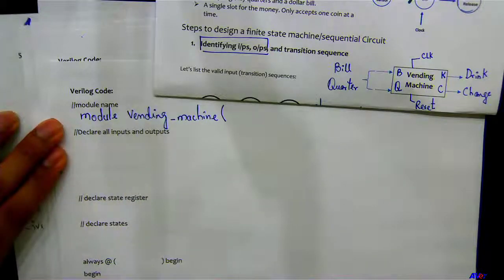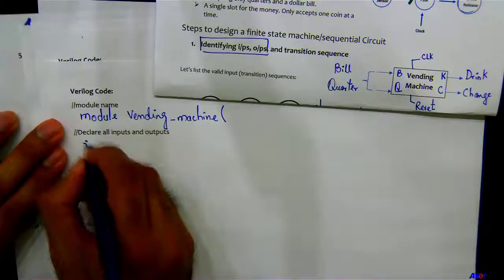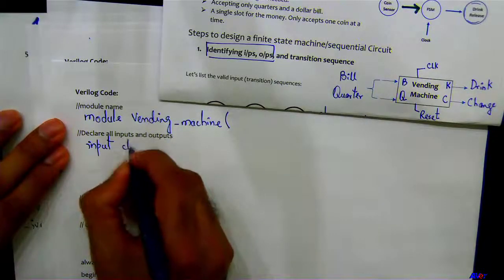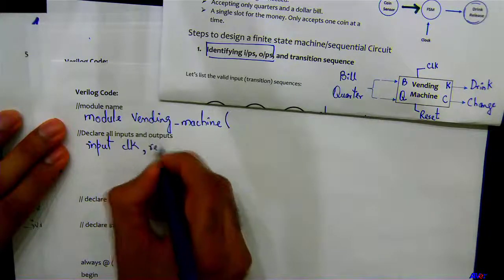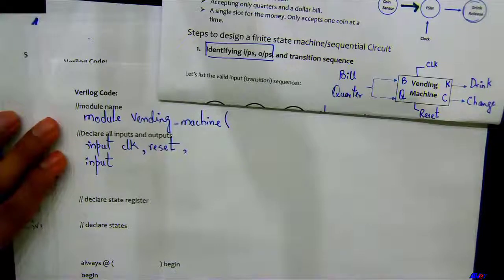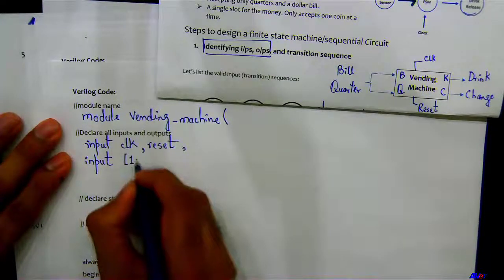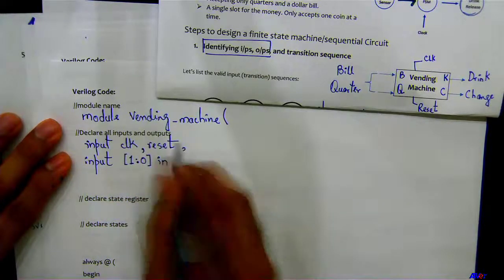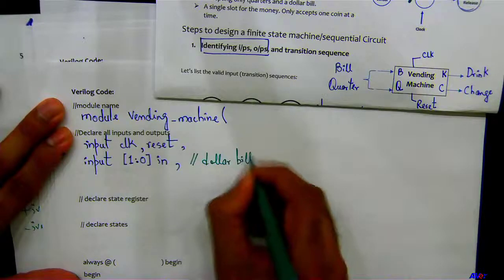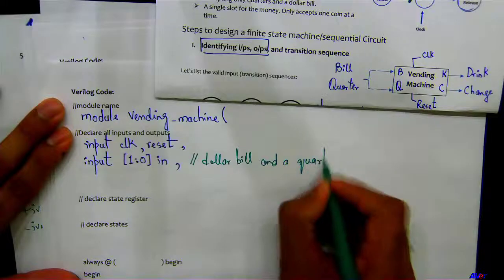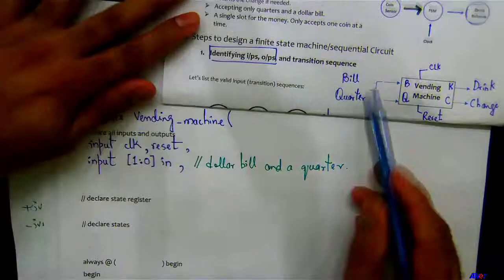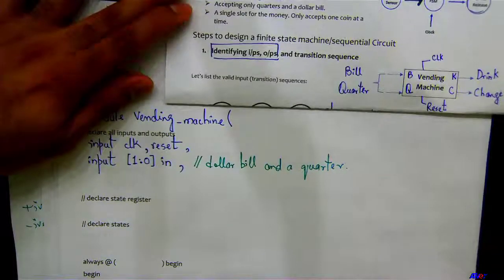Then declare port identification, declaring all your inputs. What are the inputs here, guys? Whenever you're making a sequential circuit, just close your eyes and write down input clock and reset. Those are going to be your first ones. What are the other inputs that you got? We got two inputs, dollar bill and a quarter. So I can make an array for that, and I'm just using a variable in for that. Are the inputs done here, guys? Yes. We got bill and quarters, we got reset, we got clock. Anything else? No, right? Let's move on to the outputs.